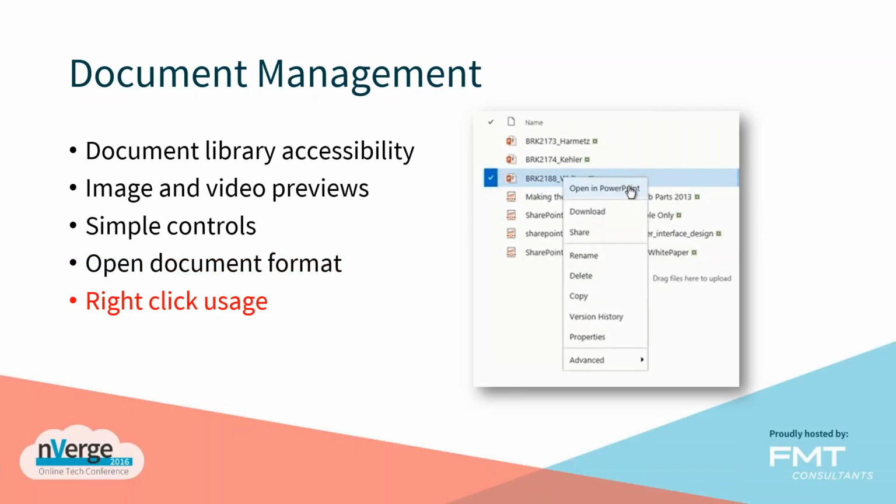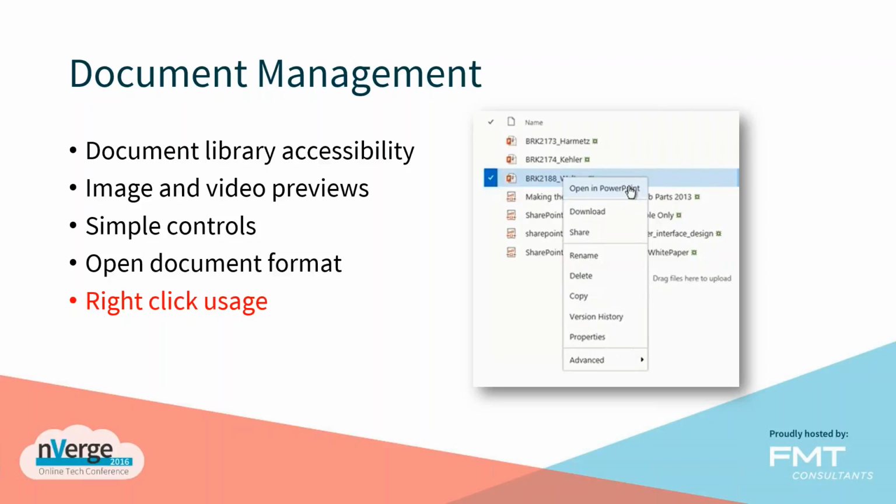Right-click usage. So now inside of a library, you can use right-click usage in order to get to the options that you want. So in the current version, well, in 2013, in order to view the properties of a document, I had to click on the ellipsis to the right of the document, then I had to click on the second set of ellipses, and then click on the properties so I can view the properties of a document. In this new version in 2016, you can simply right-click on the document and you have access to the properties link and any other links that you would like to use.